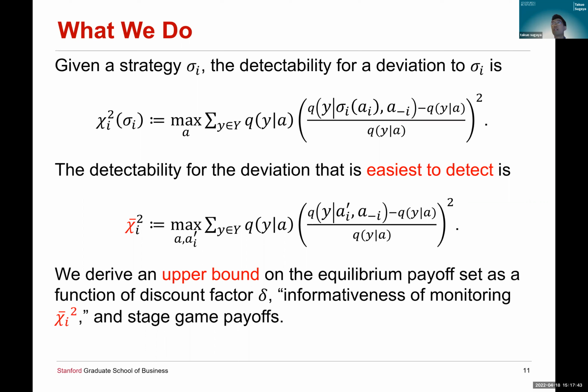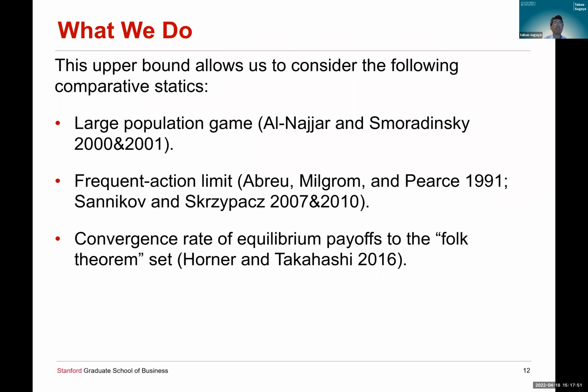All right. This upper bound still allows us to get certain results or comparative statics. The circulated paper was about large population games, and we can also consider the limit where the number of players goes to infinity, and in that case, what is the requirement for the informativeness of the signal. If you look at the literature, Al-Najjar and Smorodinsky, or Fudenberg, Levine, and Pesendorfer, they looked at this question.